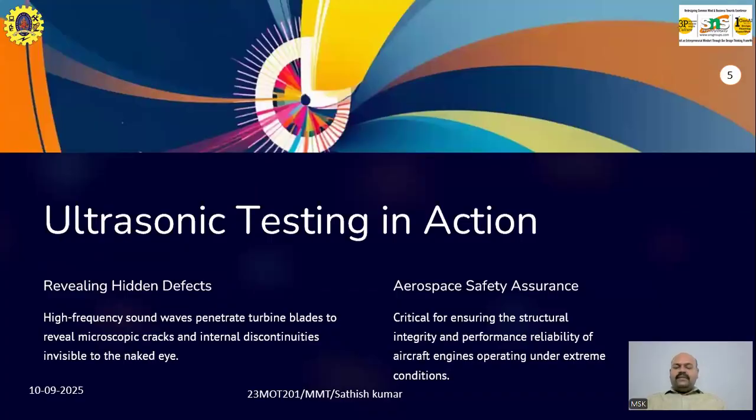Ultrasonic testing is a testing which uses ultrasonic waves to detect defects. You all well know that ultrasound is being used to detect the baby inside a mother's womb. The same technique is being used to detect defects in metals. Revealing the hidden defects without destroying the component is the main criterion observed in ultrasonic testing, which is done by using high frequency sound waves that penetrate into the component.